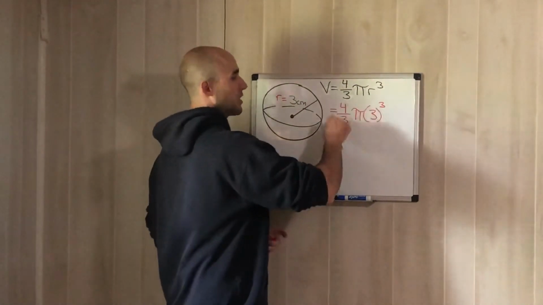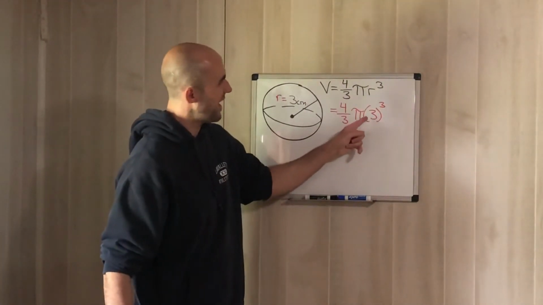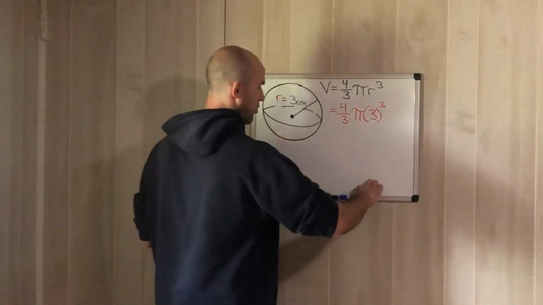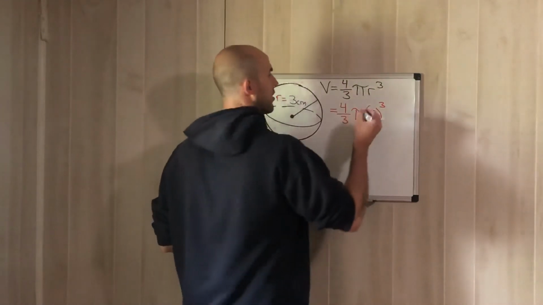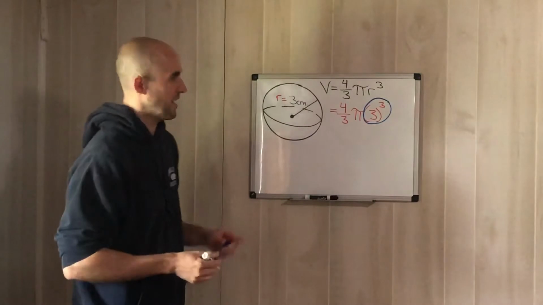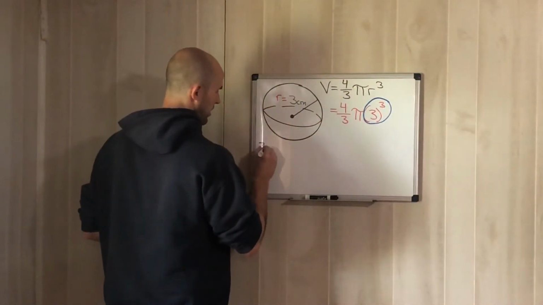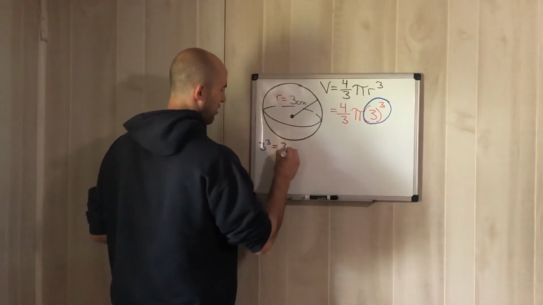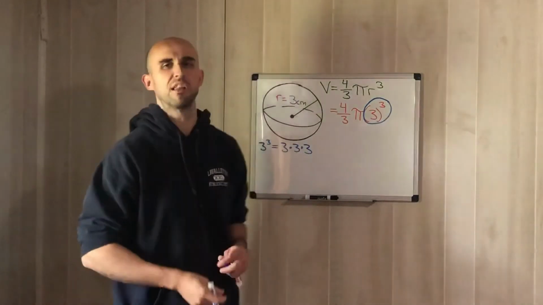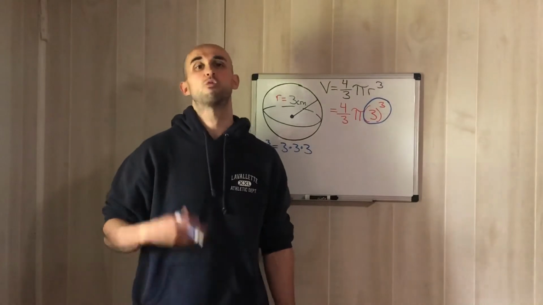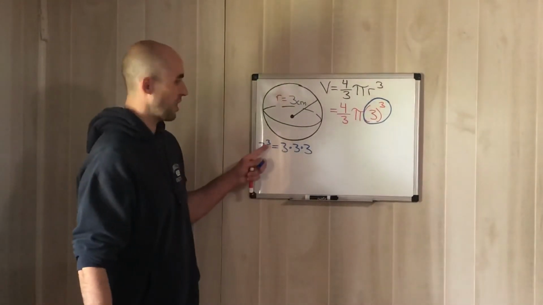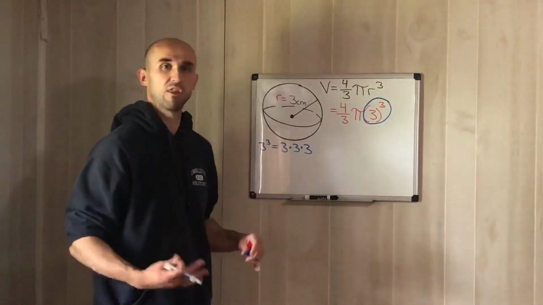Now before you deal with the 4 divided by 3, before you deal with the pi, let's take care of the 3 to the third power. Whenever you're dealing with 3 to the third power, it means that you're going to multiply 3 times 3 times 3. Just like when you have 3 to the second power, it means you do 3 times 3, because it's 3 two times. When it's 3 to the third power, it means you have 3 three times, right?